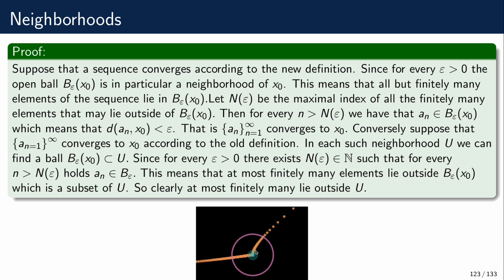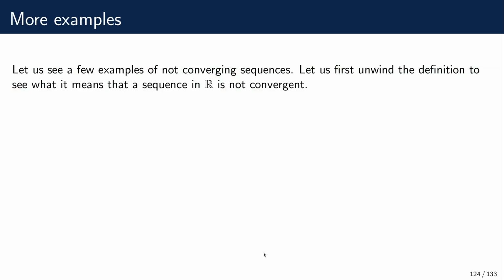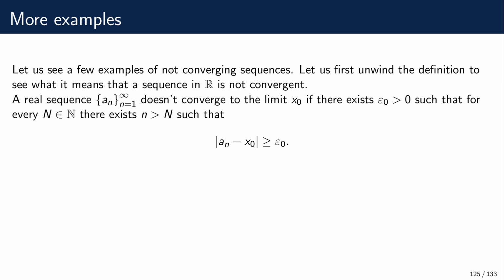I can take this epsilon as small as I please, and again, only finitely many elements of the sequence will be outside of this ball, and the others will be inside. Okay, so let us see more examples, or let us see what it means for a sequence to be not convergent, according to the definition.